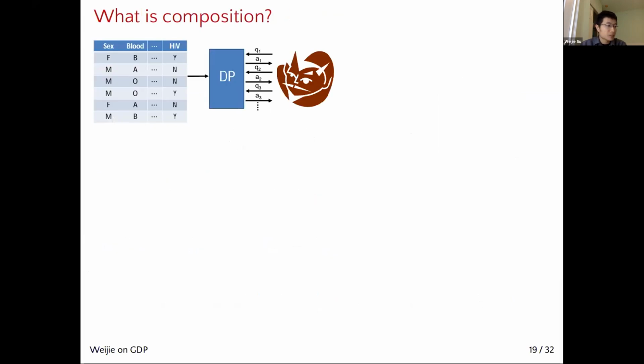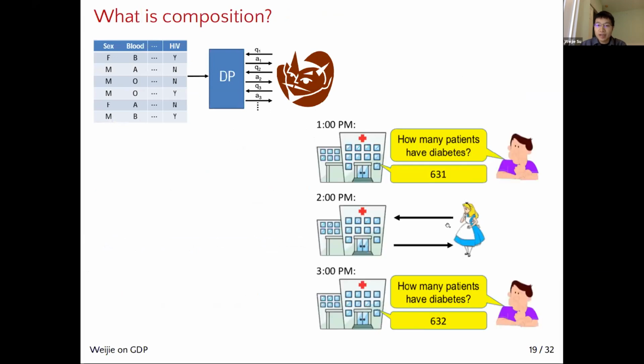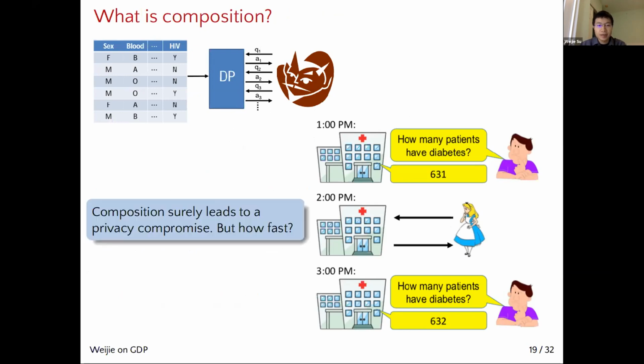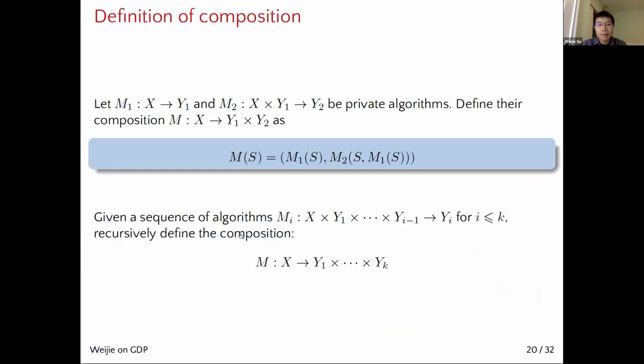What's composition? Composition occurs when we have multiple questions about the same data set. Based on your questions, you can gain more and more information about the data set, so the privacy naturally will degrade. The question every privacy definition is faced with is to understand how privacy is compromised under composition, and how fast.